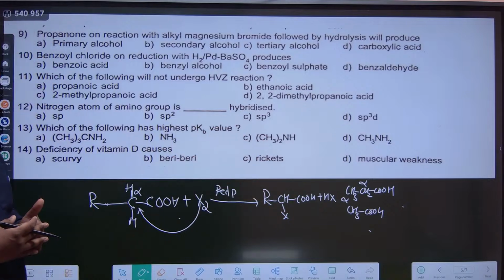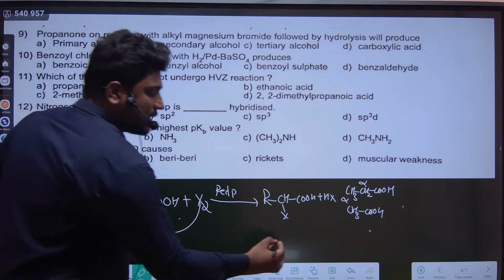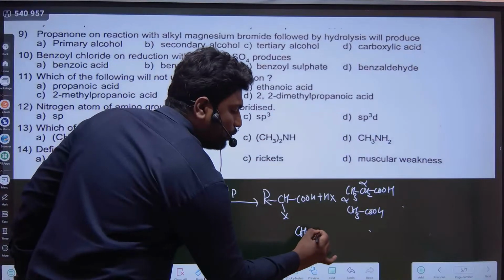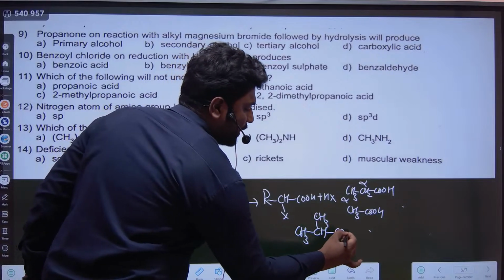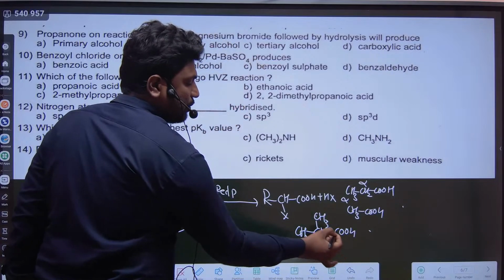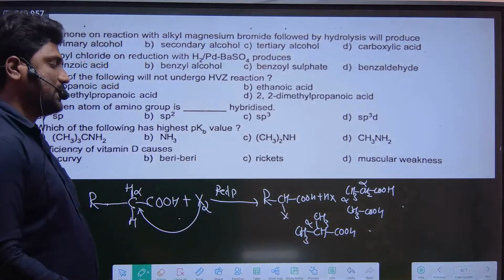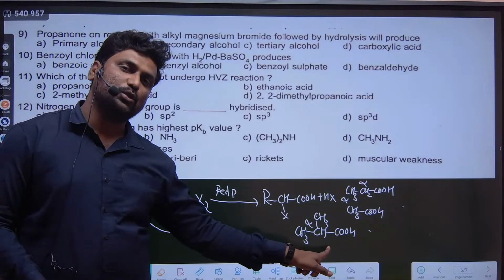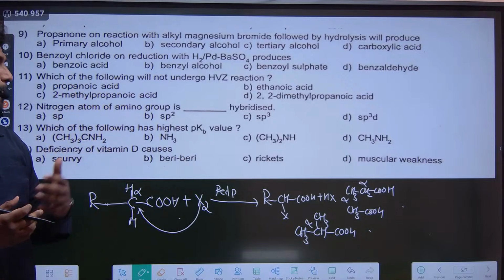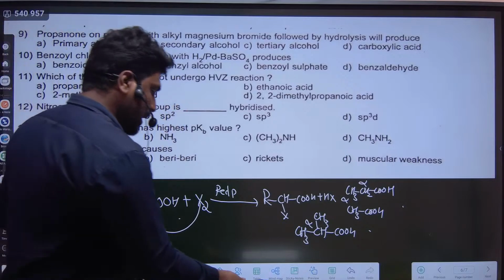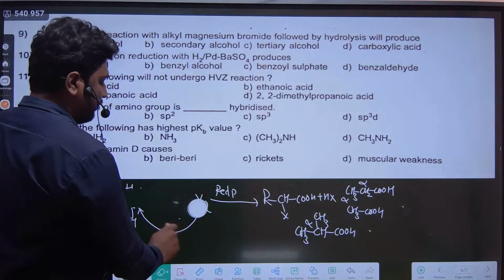of alpha hydrogen atoms. 2-methyl propanoic acid. See, in 2-methyl, the second carbon has a CH3 group, propanoic acid. Look at the carbon next to the carboxyl group, the alpha carbon. Yes, it also has 1 alpha hydrogen atom for halogenation. So therefore, it also undergoes HVZ reaction. So then the answer is D.